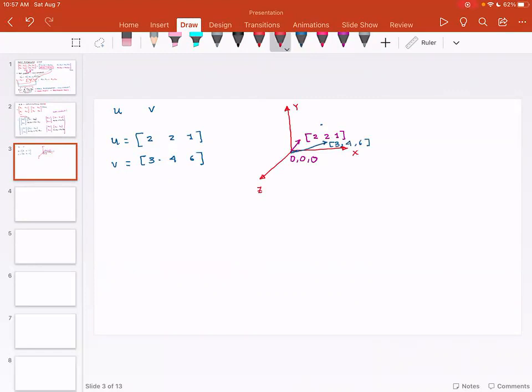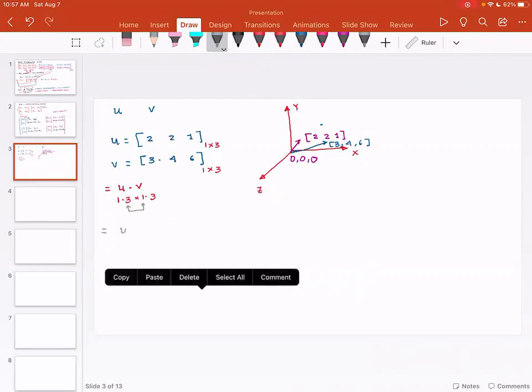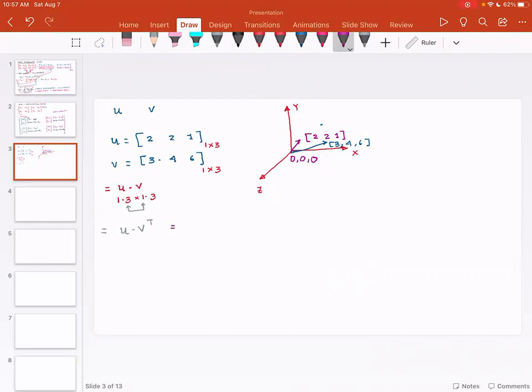Now what I want to do is take an outer product. So let's identify the number of rows and columns. 1 row, 3 column, 1 row, 3 column. So I cannot take a product of u times v because 1 times 3 multiplied by 1 times 3, these numbers are not the same. So to take a product, I need to transpose the second vector. So it will be u times v transpose. And when I do the transpose, I have 2, 2, 1 with 3, 4, 6 transposed.